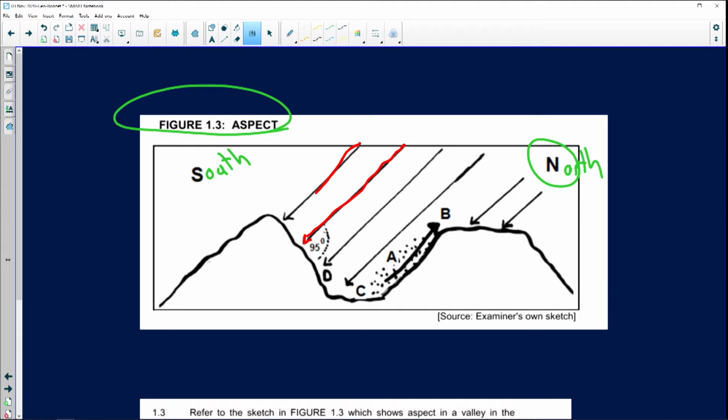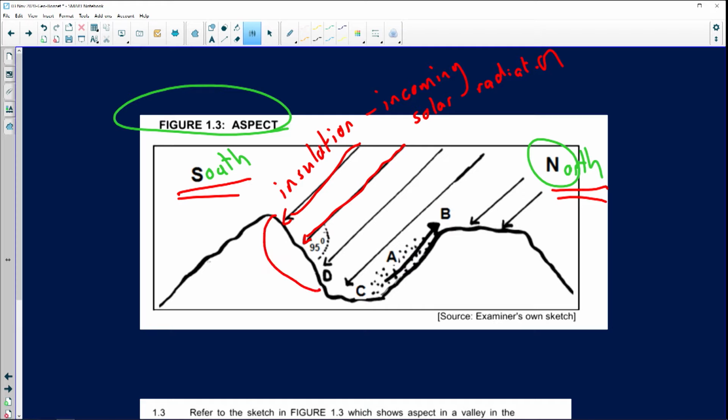What is insolation? It's incoming solar radiation. Now, very importantly, as you can see, they've mentioned the south-facing slope and the north-facing slope over here. Immediately pick up that the south-facing slope, as you can see, received direct insolation.